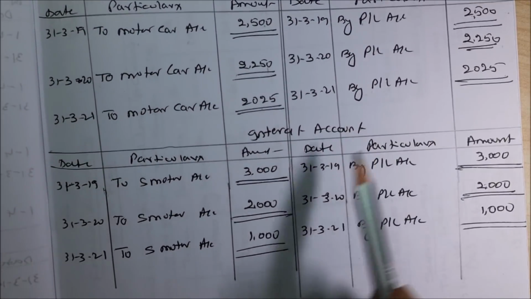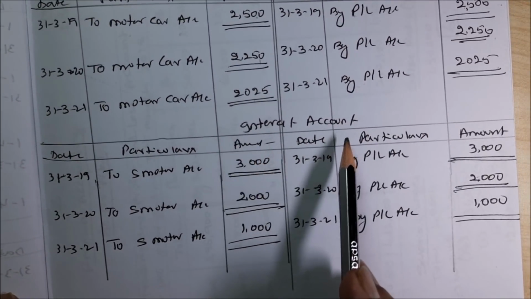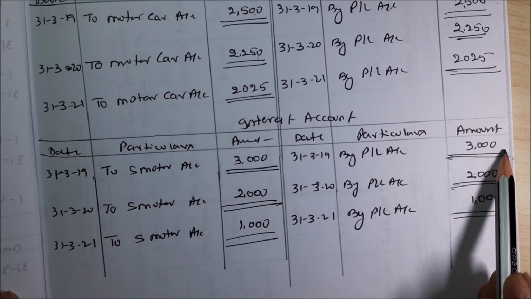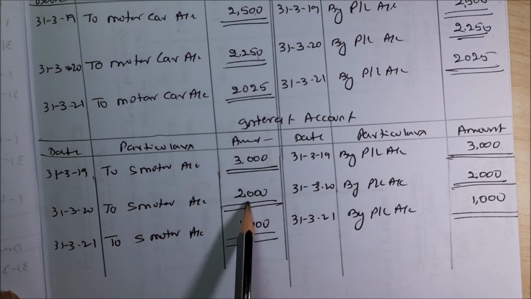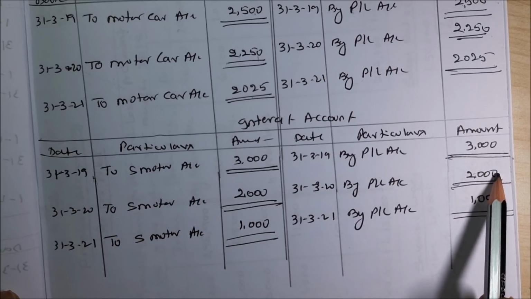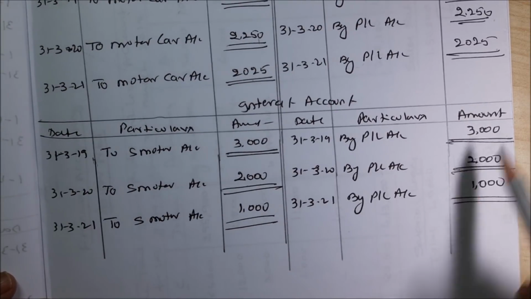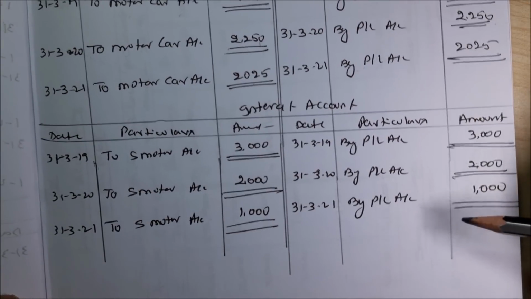In this similar fashion, we are paying interest. It is also a loss, right? So first year paying 3000, transfer to profit and loss account 3000. Then again second year 2000, then again transfer to profit and loss account. Then third year 1000, transfer to profit and loss account. This is a very simple concept.